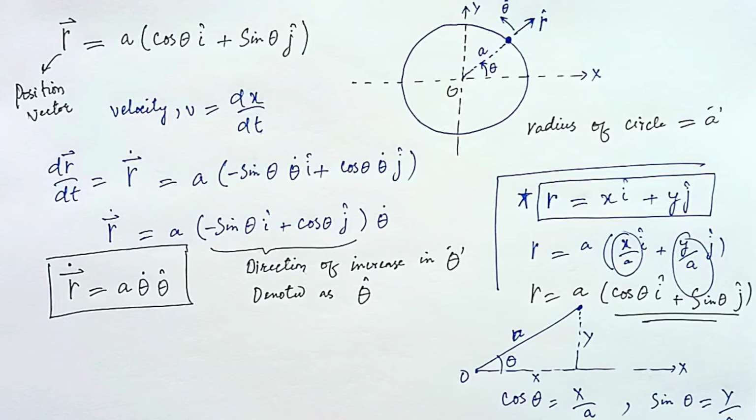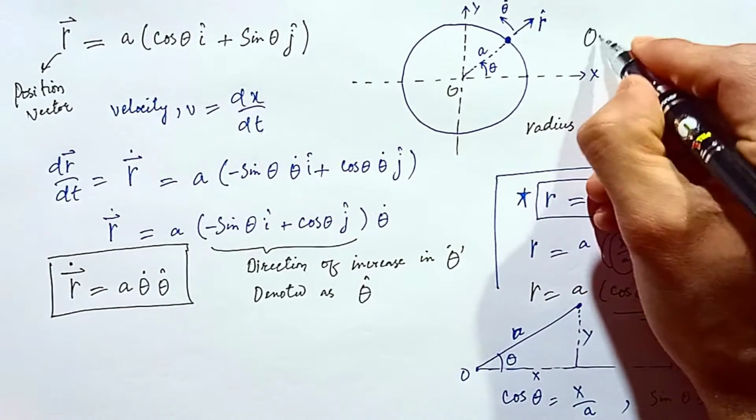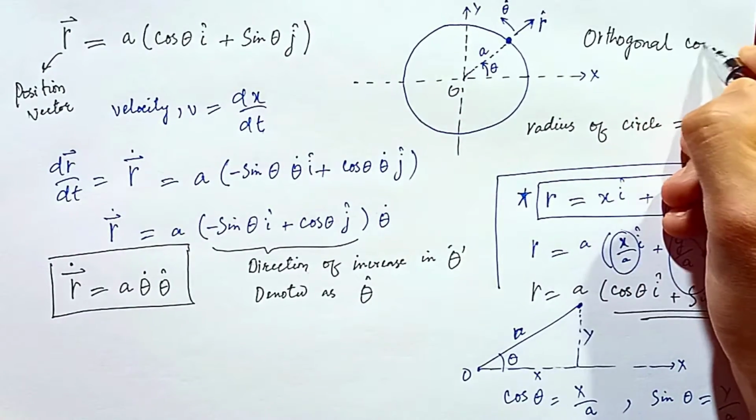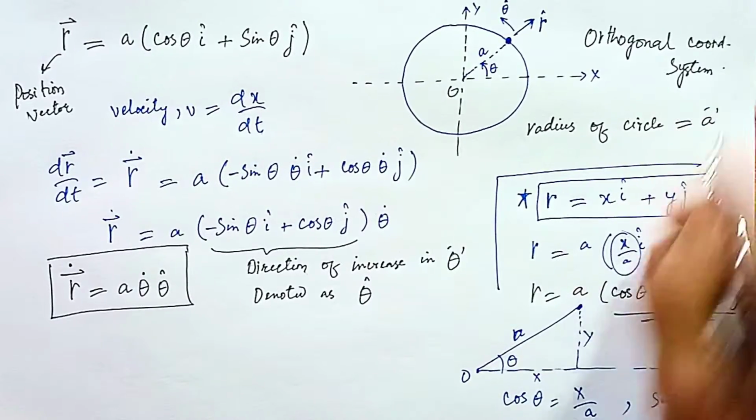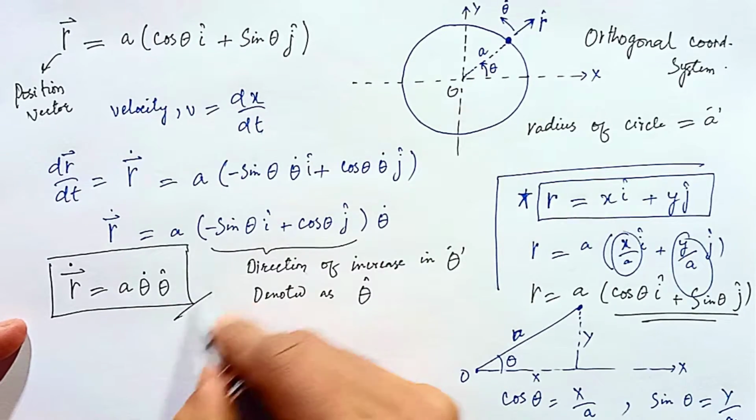This will give you the velocity in the Cartesian coordinate system, which is orthogonal. This is an orthogonal coordinate system. Keep it in mind. Fine. So we will get the velocity equal to this.